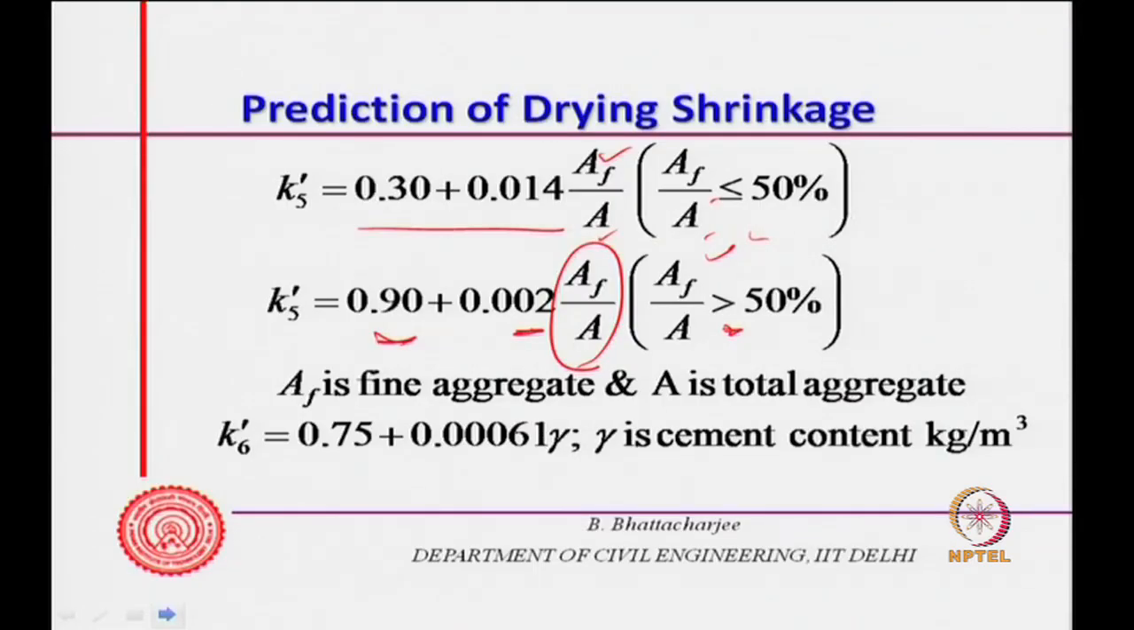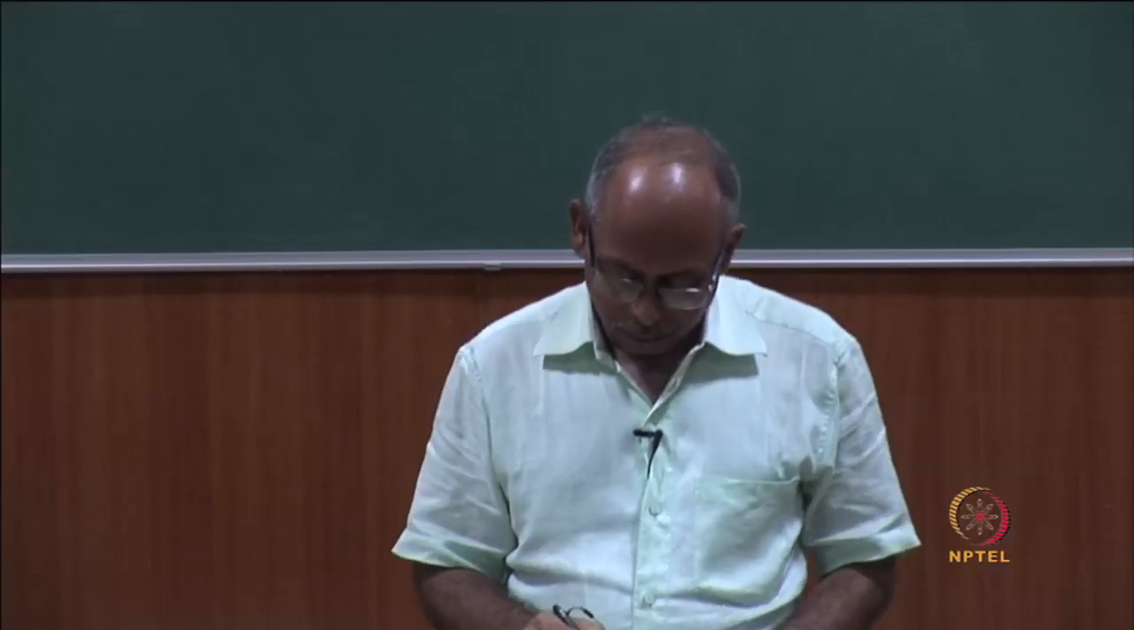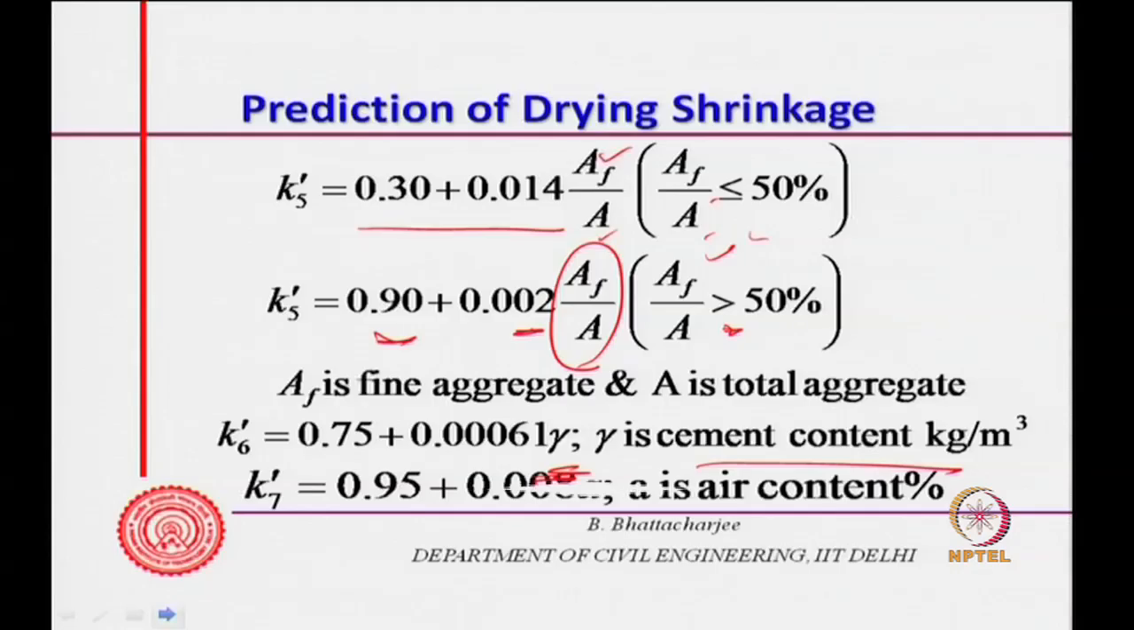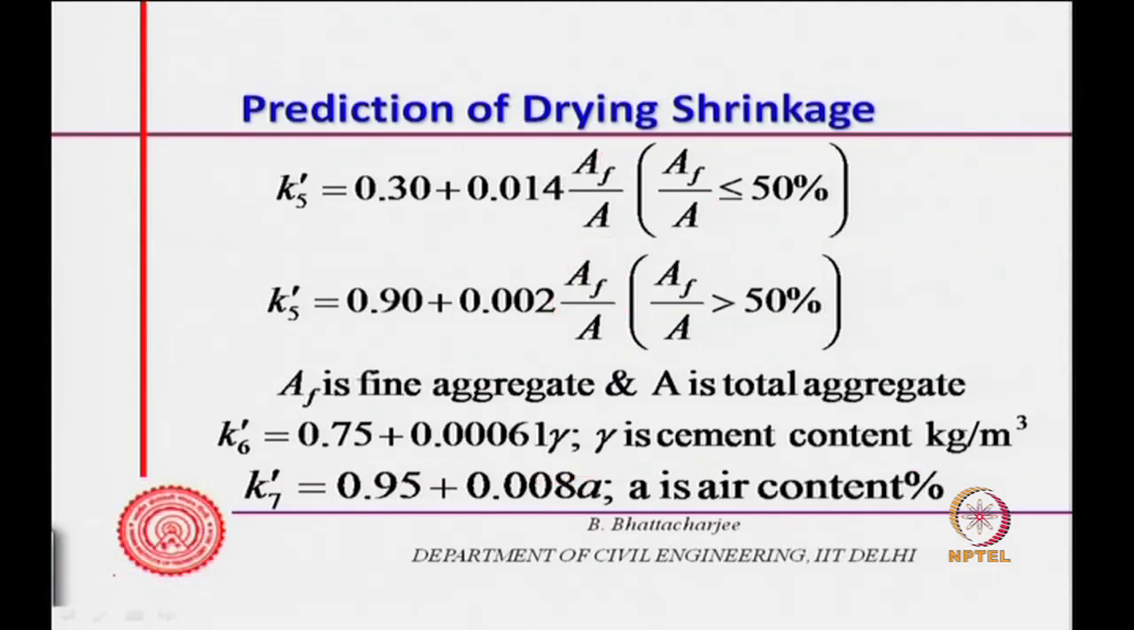So, K 5 is related to cement content, and K 6 is related to cement content. The higher the cement content, the more will be the shrinkage, because paste will increase, and this is given in kg per meter cube. And K 7 is related to air content, because air content means more void, and therefore, the higher the air content, the higher will be the drying shrinkage.